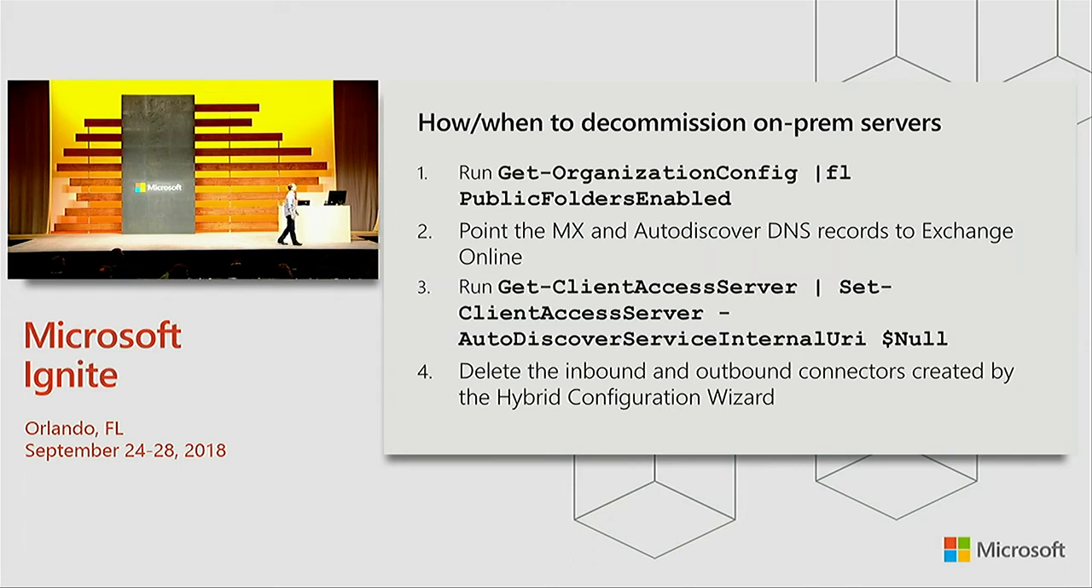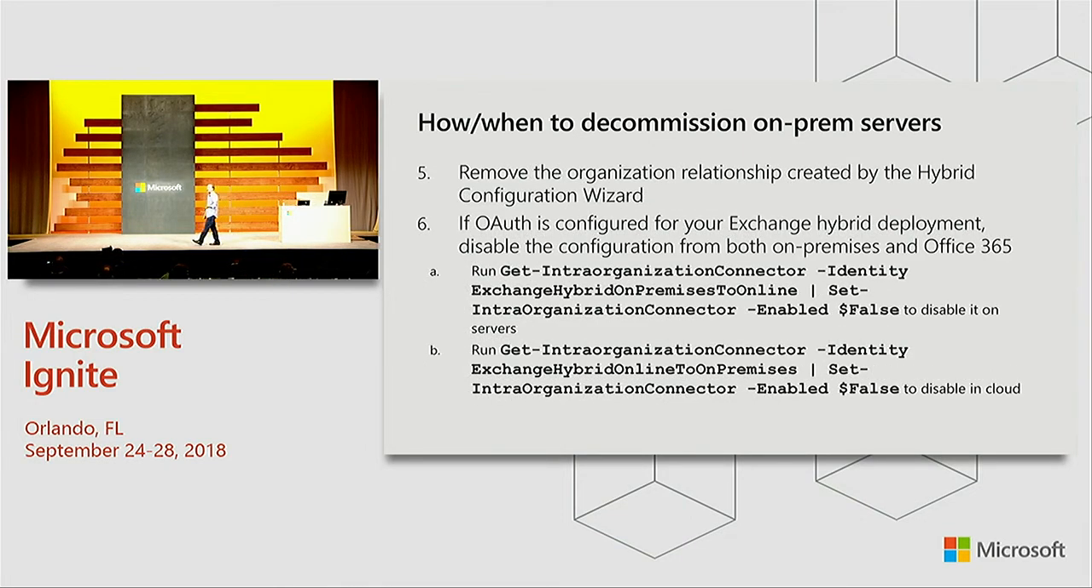How do you do that? Well, it's not just simply uninstalling Exchange. You could try doing that, but there's a few things you're going to want to clean up before you do that. For instance, public folders and moving MX and other DNS records over, changing client access server endpoints, deleting the connectors that were created with the hybrid configuration wizard, removing the org relationship that's created between the two entities. And then if you are using OAuth for your hybrid deployment, there's a couple extra commands that you need to do to disable it both on your servers and to disable it on the cloud side of things as well.